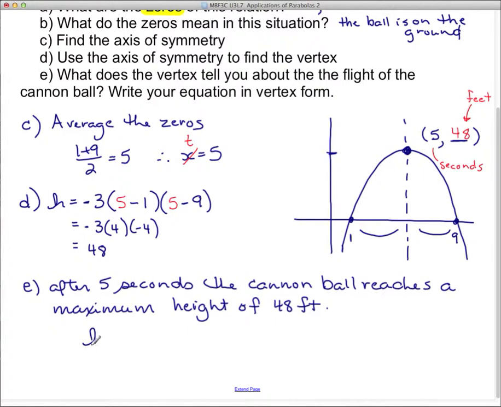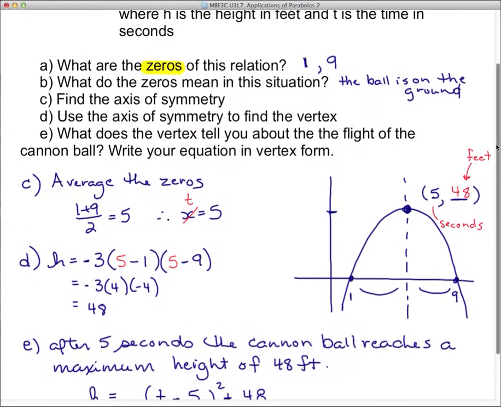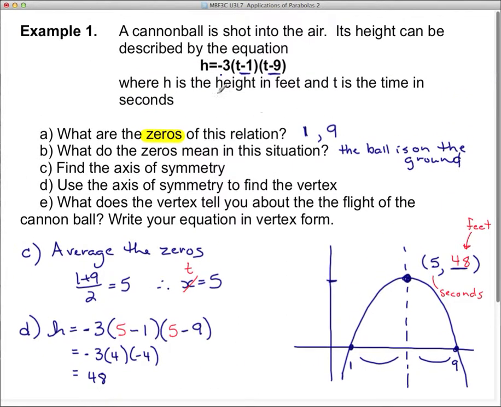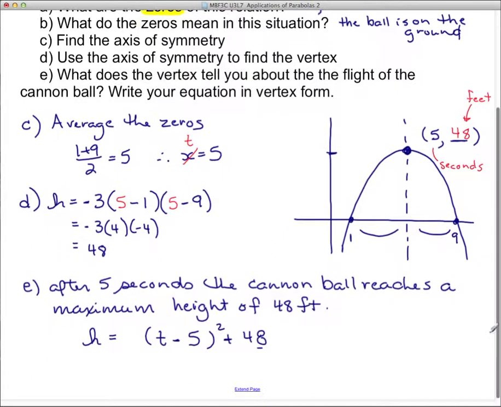So we know we want h's and t's, so I need h equals, vertex form has a bracket that's squared, and we know that the thing out on the end here, that plus 48 is over here, so plus 48. In the brackets we're going to have t minus 5. And then this -3 that was right out in front, remember in all three forms, vertex form, standard form, and factored form, this gives us our stretch factor or a value. So this needs to have a -3 out there.